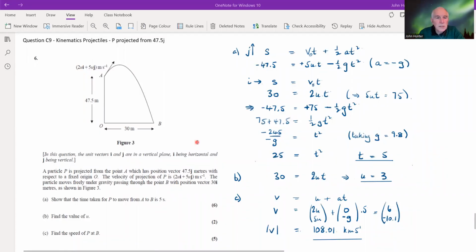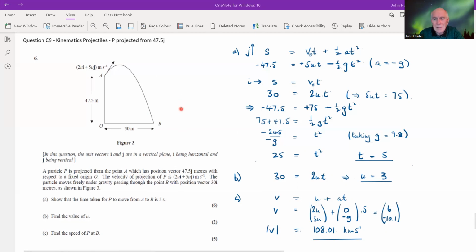Okay, we've got a worked example here, kinematics worked example for projectiles, and it's basically a particle being projected off what looks like the top of a cliff out into sea maybe, or out over land. Let's have a look. In this question, the unit vectors i and j are in a vertical plane, i being horizontal and j being vertical. So this is quite normal.